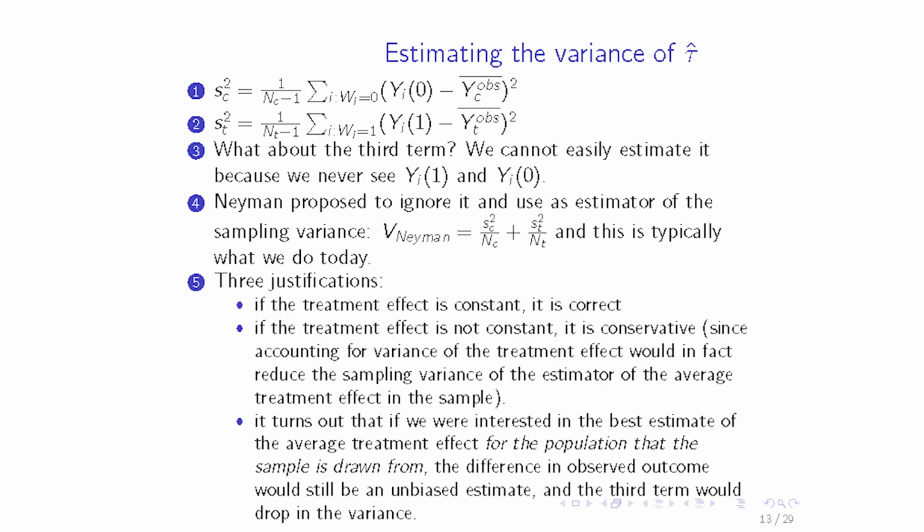A second justification is that if the treatment effect is constant, it is actually exactly correct. In particular, in the world of Fisher, where under the null the treatment effect is constant, the Neyman formula would be correct for the average treatment effect. In economics, we often ignore that the treatment effect might not be constant, so this becomes correct.